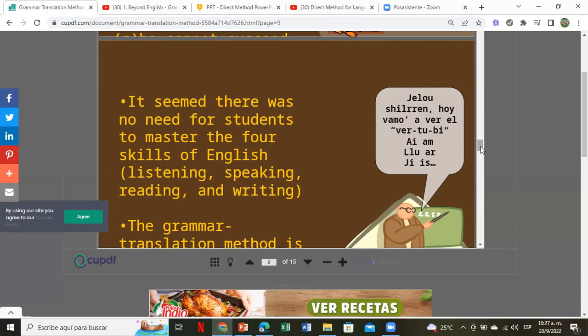It seemed there was no need for students to master the 4 skills, or this is another disadvantage, because with grammar translation, as you know, we've got 4 skills: listening, speaking, reading, and writing. But grammar translation, for example, in speaking is not applied.